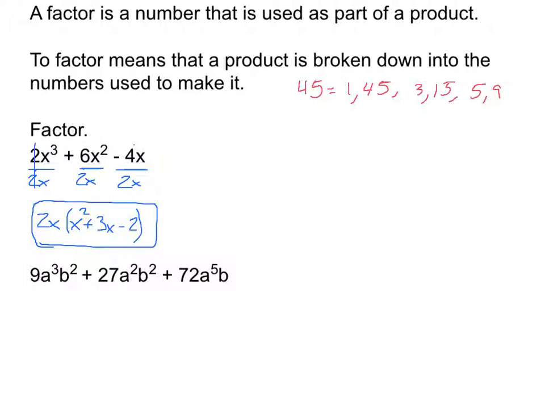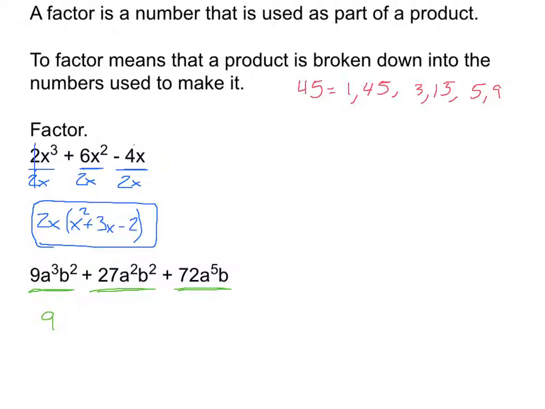The next one, the same thing we're going to look for here. Is there anything that divides out of 9a cubed b squared, 27a squared b squared, and 72a to the 5th b? Well, let's start by looking at our numbers, 9, 27, and 72. The number that comes out of all of those is 9.